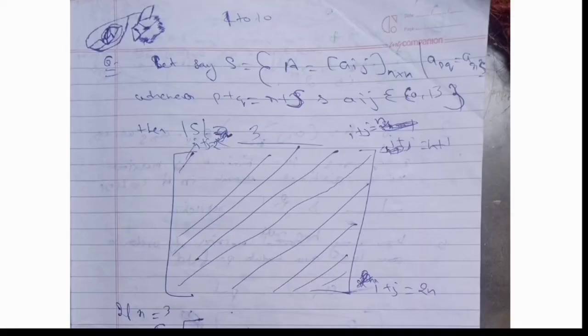Now we are gonna talk about another question. Let's say S is a set of the matrices of order n cross n such that A_PQ is equal to A_RS whenever P plus Q is equal to R plus S and A_ij belongs to {0, 1}. Then the cardinality of S, or the number of elements in S, will be? So we have been given a set, and we have to tell how many matrices can be in that set.